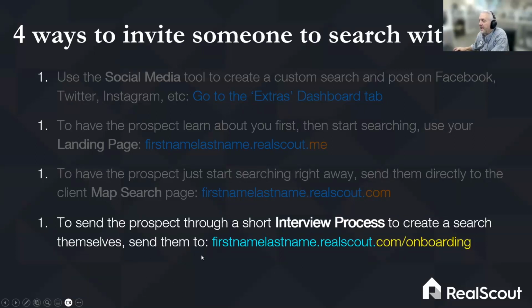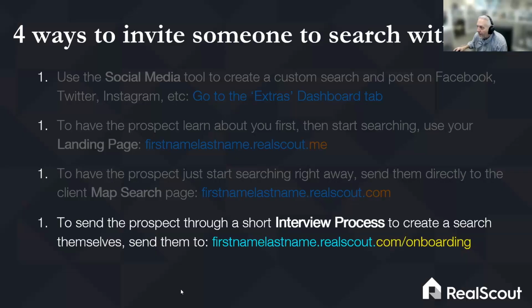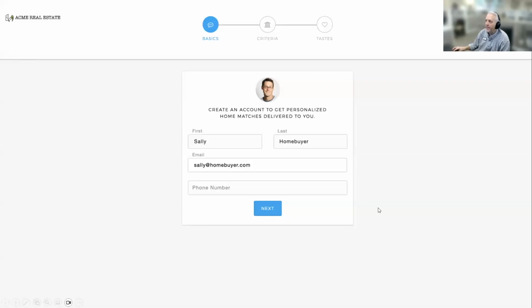And then there's another one that is a little bit more intensive that sends them through an interview process. So this would be potentially the scenario that you would want to send somebody, maybe one of your lead engine leads. You find out that one of your leads is searching, that they're interested in properties in a particular area. You could send them this link, your first name, last name, realscout.com onboarding, and send that in a text message to them. That brings them to this page where they enter some basic information.